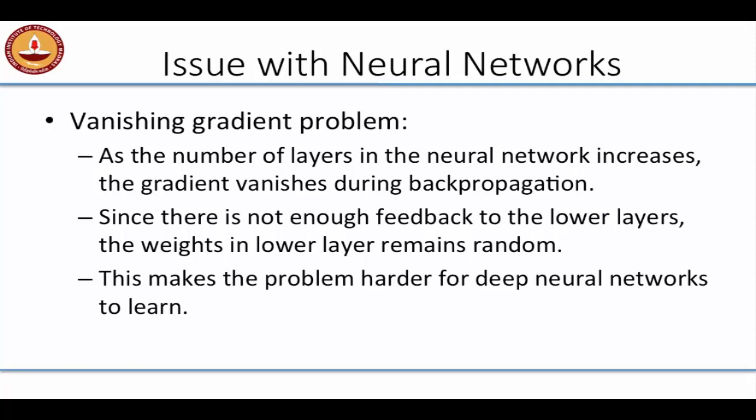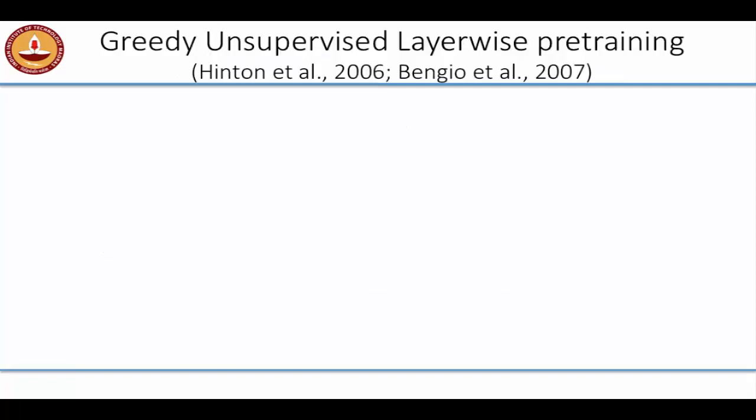I'll talk about one specific mechanism for training multiple layers in a network, and if you're interested in this, you can follow it up with other material. This was proposed in the mid 2000s by Hinton in 2006 and independently by Yoshua Bengio and others in 2007. It's a greedy, unsupervised, layer-wise pre-training. So what do we mean by this?